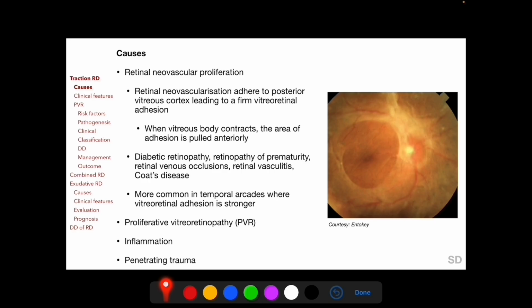And the entities which lead to TRD in such a manner include diabetic retinopathy, retinopathy of prematurity, retinal venous occlusions, retinal vasculitis, and Coats disease. And as we have mentioned, these are more common along temporal arcades where vitreoretinal adhesion is stronger. Other causes of TRD include proliferative vitreoretinopathy or PVR, inflammatory conditions of the posterior segment, and penetrating trauma to the posterior segment. We'll be discussing proliferative vitreoretinopathy in more detail in this session.